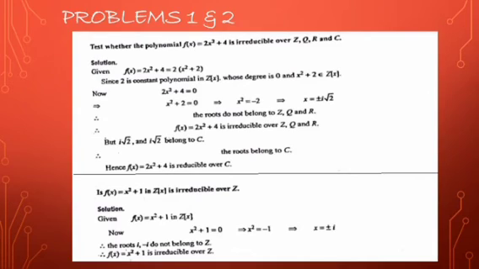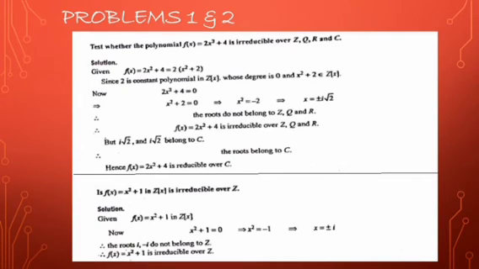Are you able to follow? They are irreducible over Z, Q and R, but it is reducible over C, since we got a complex root. If this had been a real root, I could say it is reducible over R and irreducible over C, or whatever it is. Since I have arrived at a complex number, depending on that, I will give my discussion.